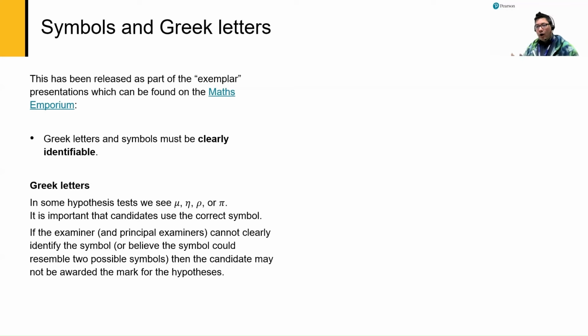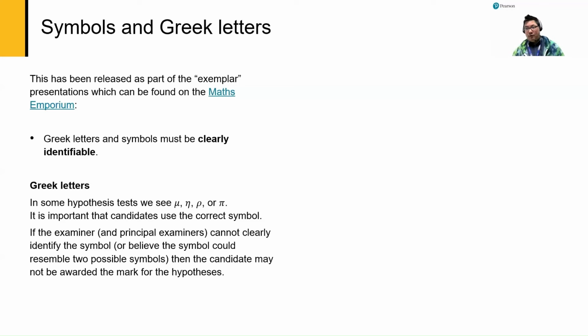a lot of examples are eta or mu. We see a lot of squiggles and we look at it and think, is that a mu or is that an eta? In these cases, we can't give the benefit of the doubt. It's got to be clear, because mu and eta are two different things. If it is not clearly written on that paper, then the candidate may not get awarded those marks for the hypotheses. So if they write down a symbol and it could potentially be a mu or an eta, then yes.